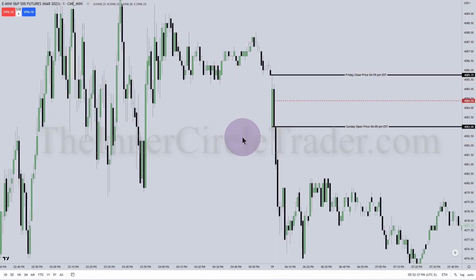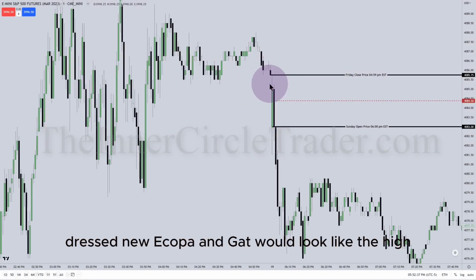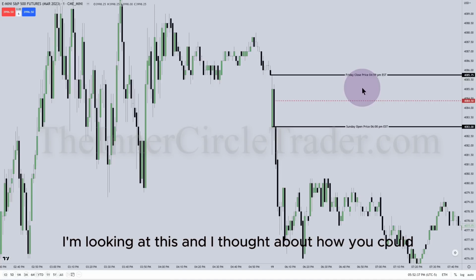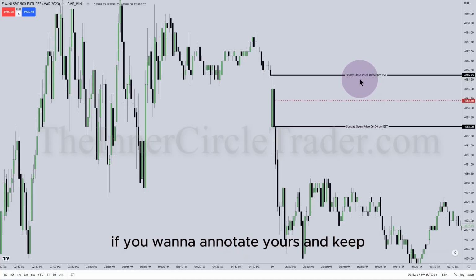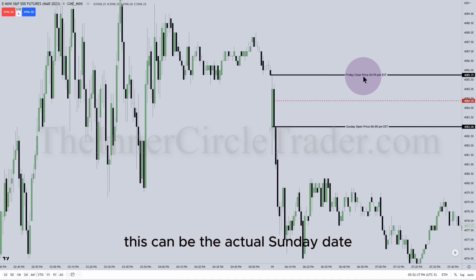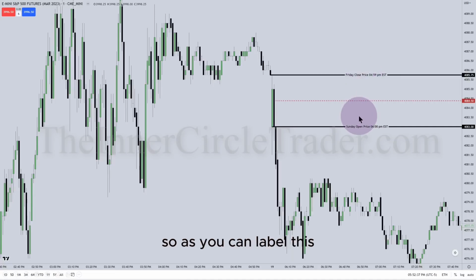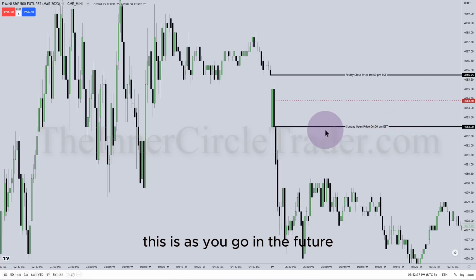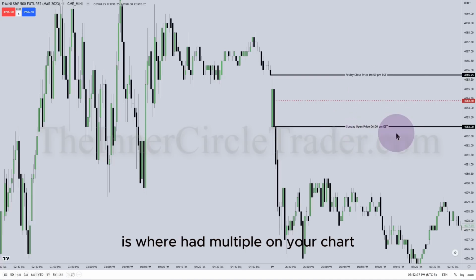So this is what a dressed new week opening gap would look like. The high, the low, and consequent encroachment in the middle. Now, incidentally, I'm looking at this and I thought about how you could, if you want to annotate yours and keep record of what they're referring to, where this is being typed in, this can be the actual Sunday date. So in other words, you can label this on the Sunday's date, so that way you know which one of the new week opening gaps this is as you go in the future, because we're going to have multiple on your chart.